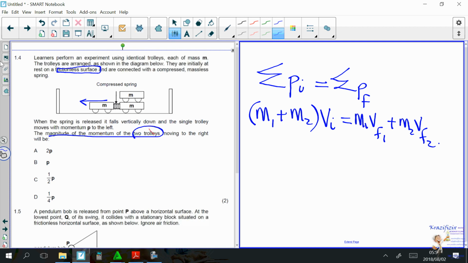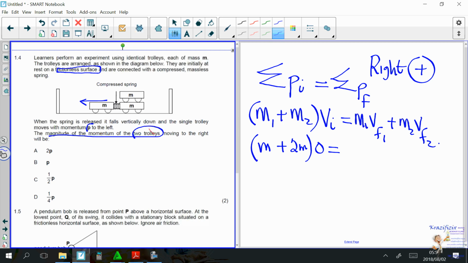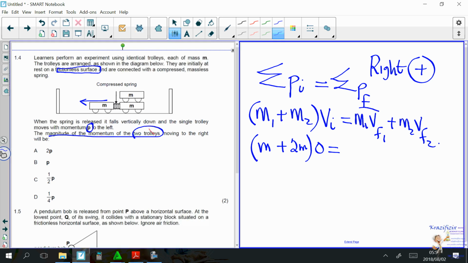Now this is what we know. By the way, let's take right, because it's momentum, right as positive. So I'm going to have m plus 2m, and that should give me my initial velocity 0 because it's at rest. Now they told us that the small mass moves at p. That means the momentum here is equal to p. Now what is the momentum here? Let's leave this like this.